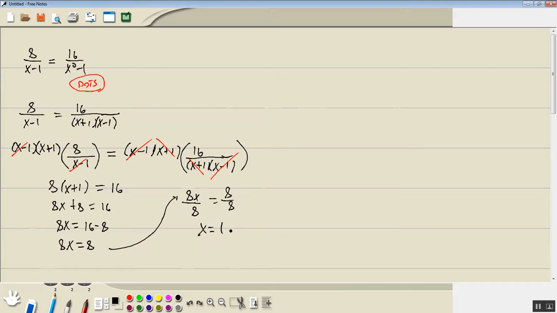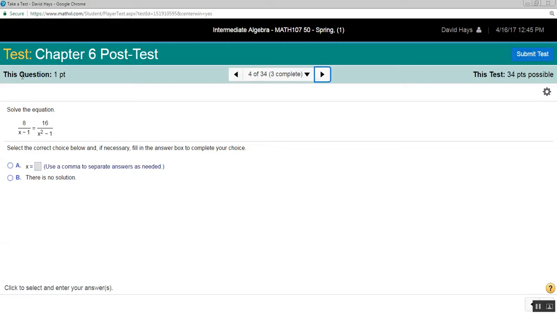Let me double check myself here. Okay, 8x plus 8. Take that over as 8. Yeah, sure enough, it's 1. The reason I'm questioning it is because that answer doesn't work. If I plug that back into my original problem, put 1 here, we get 8 over 1 minus 1. 1 minus 1 is 0, and you can't have division by 0. So the answer here is there is no solution.